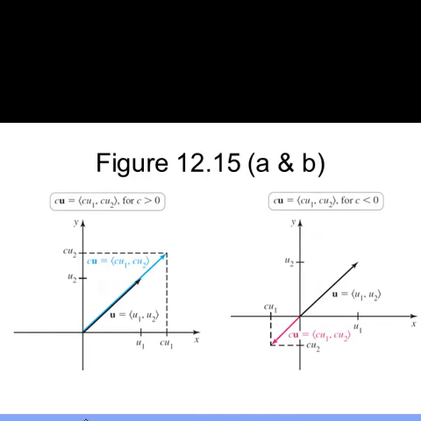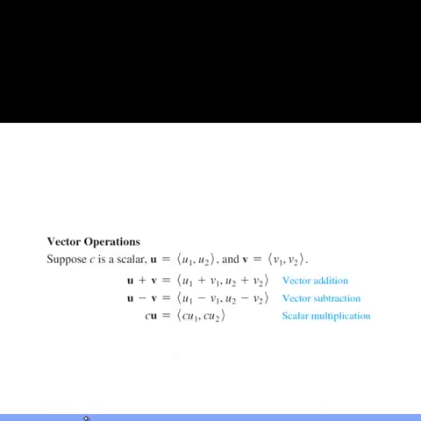All right? When you want to multiply by a scalar algebraically, all you need to do is multiply the x component by that scalar, and multiply the y component by that same scalar. If that scalar is a negative number, then the resulting vector cu will just point in the opposite direction, but the idea is still the same. You're just multiplying each of the components by that same scalar.